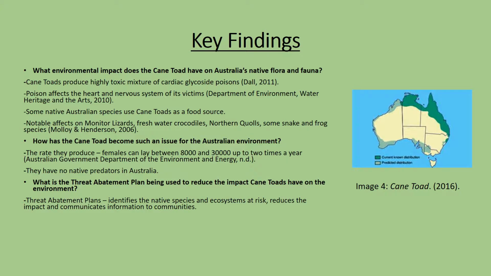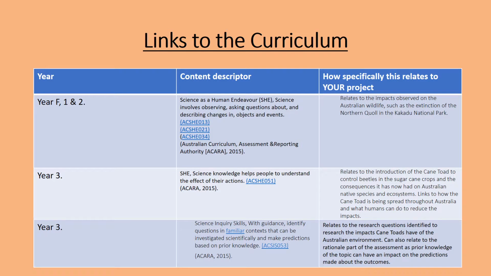The Australian government and other agencies have come up with plans to reduce the impact the cane toad is having on Australia. Research into eradication methods was undertaken, but resulted in the government electing to attempt to reduce the impact cane toads have instead of trying to eradicate them, which could have had more serious effects on native Australian frogs. A threat abatement plan has been created to identify the native species and ecosystems at risk by cane toads, reduce the impact, and communicate information to communities about cane toads and their impacts. Other agencies, such as Frogwatch and Kimberley Toadbusters, are assisting with reducing the impacts of the cane toad.